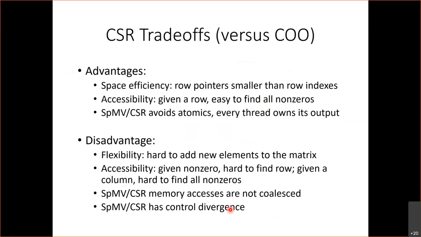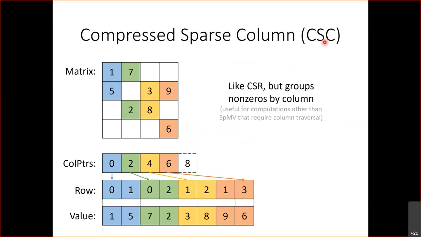So one thing to note is I kind of snuck this in here. Given a column, it's hard to find all the non-zeros for that column. CSR, given a row, helps me find the non-zeros in that row. But if I want to, for example, do a column traversal down a column, I cannot do that with CSR. So there's actually the other version of CSR, which is compressed sparse column. And CSC is like CSR, but it groups non-zeros by column as opposed to by row.